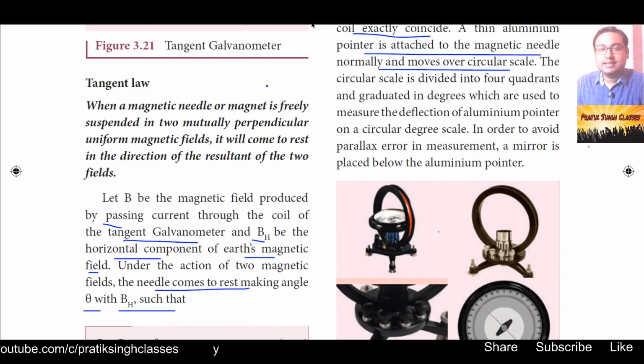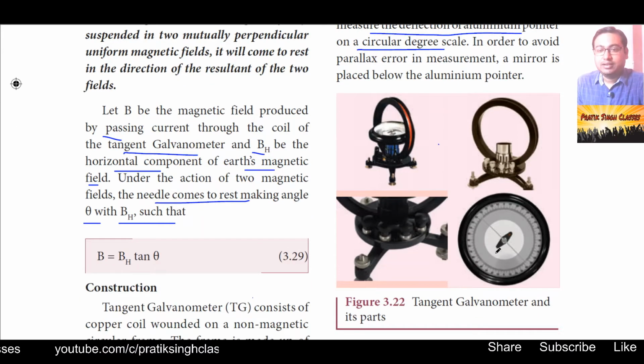The circular scale is divided into 4 quadrants and graduated in degrees, which are used to measure the deflection of the aluminium pointer on a circular degree scale. Here, when this bar magnet comes under some magnetic field, it will rotate and change its position. Because this aluminium bar is also fixed on the bar magnet, it will change its position, and we have to measure at what position the aluminium wire has come. In order to avoid parallax error in measurement, a mirror is placed below the aluminium pointer.